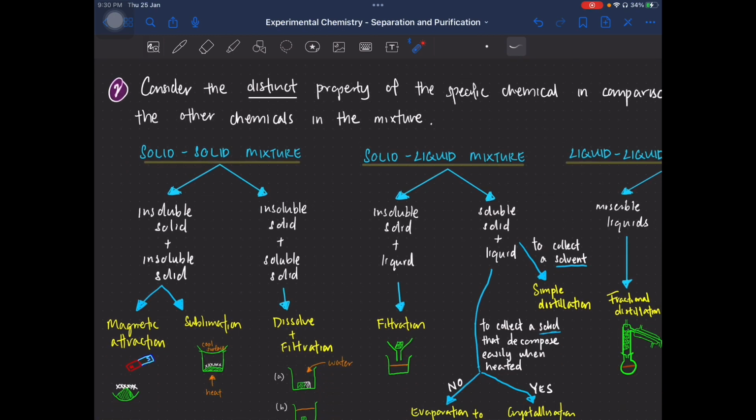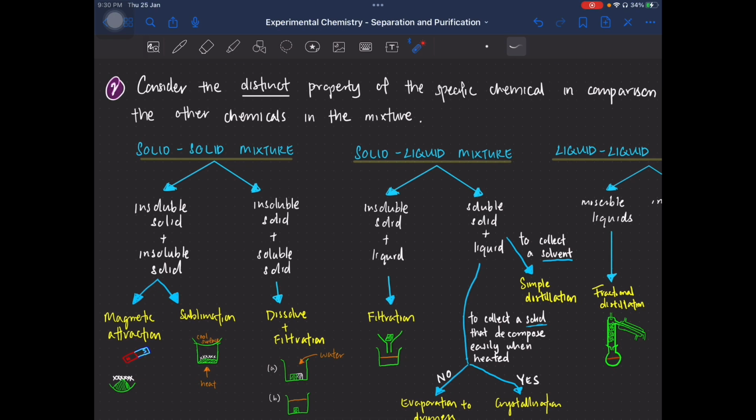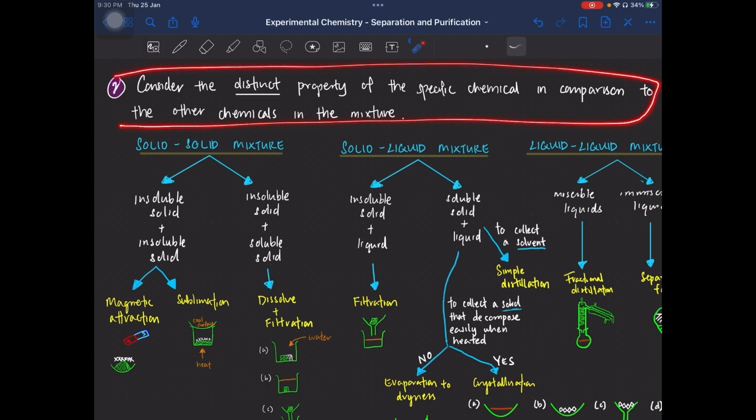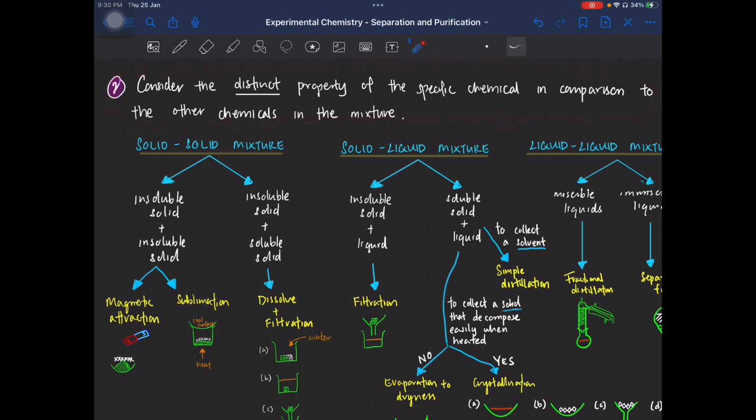Specifically, when you are looking at a question regarding mixture, so if I draw your attention to just the first line at the top of the page, I know there's a lot of words here. We'll zoom into each of the respective arrows. There's a need for you to take note of what I call the distinct property of that particular chemical that you want. So what do I mean by distinct property?